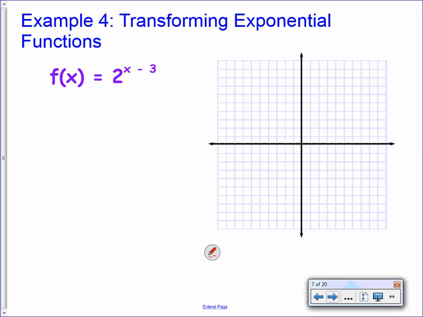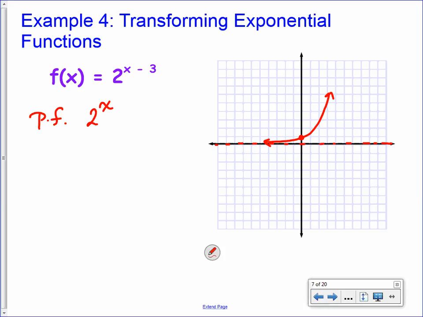Well, the parent function here is 2 to the x power. So we're just going to kind of draw that basic shape. The base is greater than 1, so we know it's exponential growth, and it has an HA at 0. Okay, then think about the transformations.